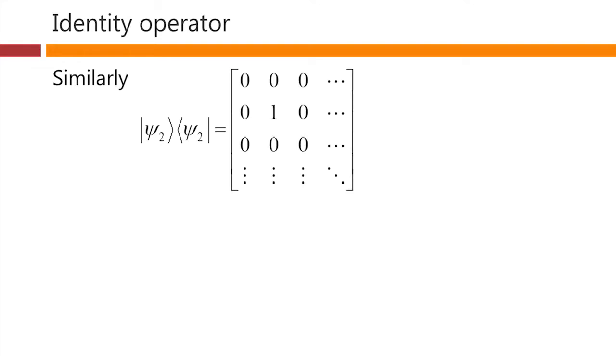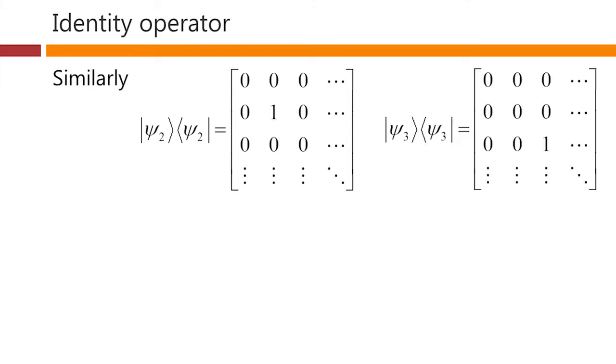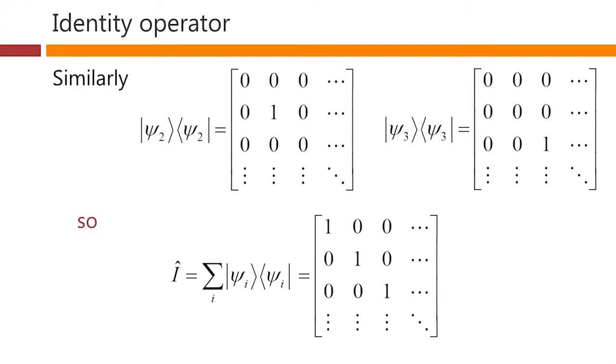Similarly, if we look at the second vector here, it would give an outer product that looks just like this, with a 1 here and zeros everywhere else, and the third one would have a 1 here and zeros everywhere else. And so rather obviously, this construction here just gives us this matrix with 1 down the diagonals. And that's what we knew we wanted. So that's not a surprise.